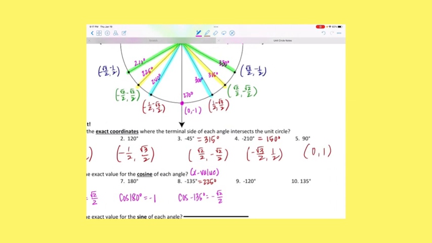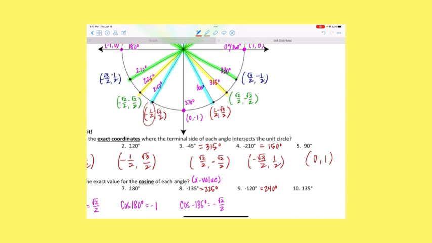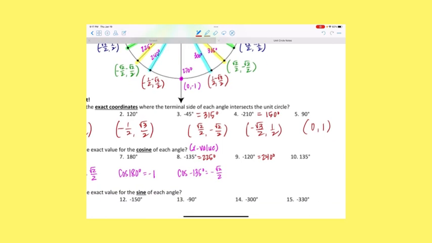And then negative 120, again, coterminal to that, if I add 360, that's going to be 240. So if I go to 240, there's my cosine, negative 1/2. So the cosine for a negative 120 degrees is, again at 240, that's right there, negative 1/2.